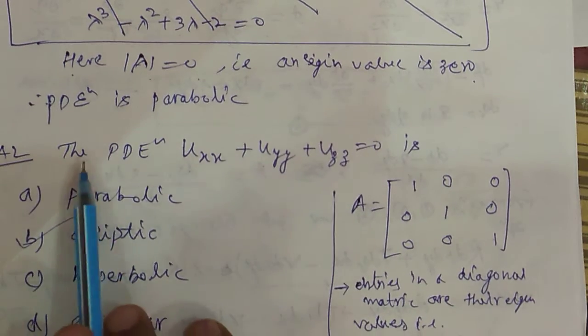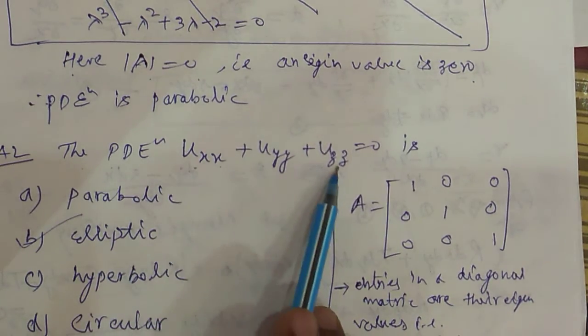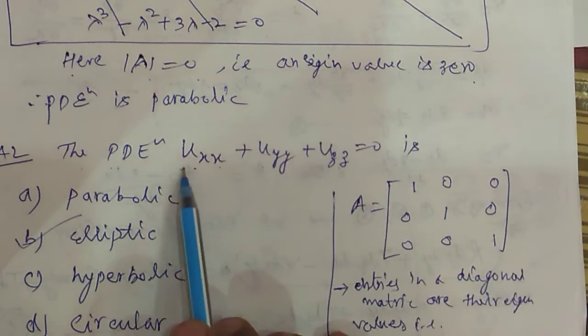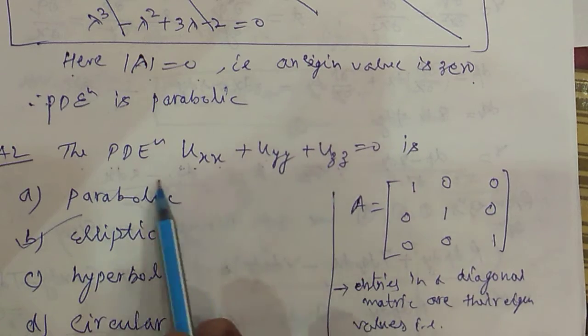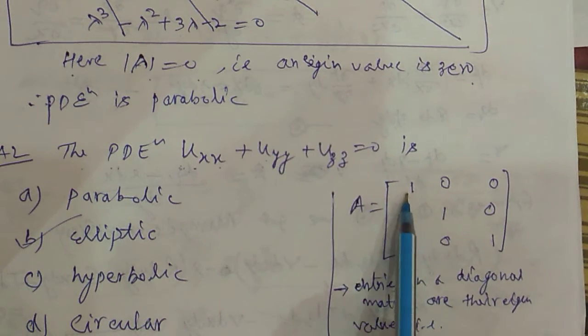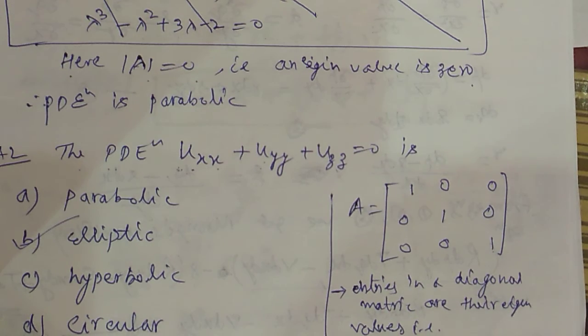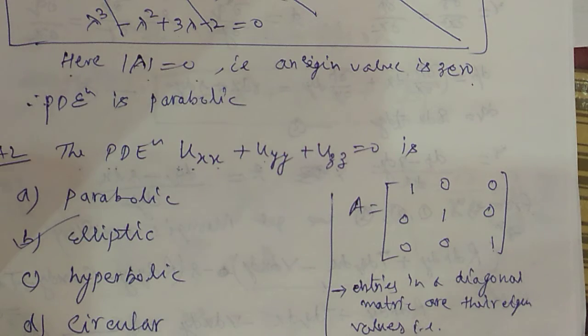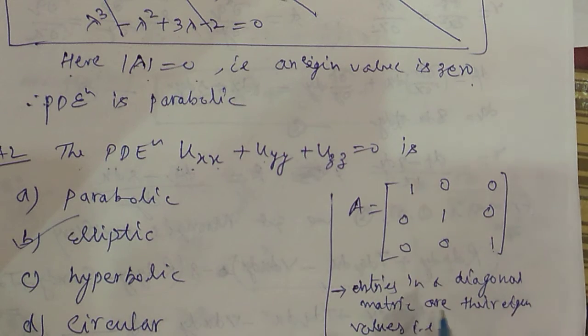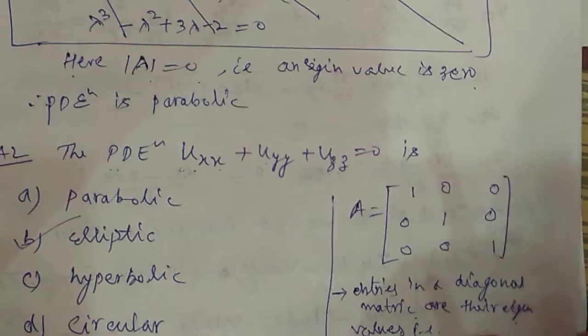Now consider the second question: partial differential equation uxx plus uyy plus uzz equal to 0. Comparing it with the general equation, we get a11, a22, a33 all equal to 1, and all other entries are 0. So a11, a22, a33 are in the matrix. We know that for any diagonal matrix, the diagonal entries are the eigenvalues. So the eigenvalues are 1, 1, 1. All are the same, positive and non-zero. So this is the case of an elliptic type. So thank you.